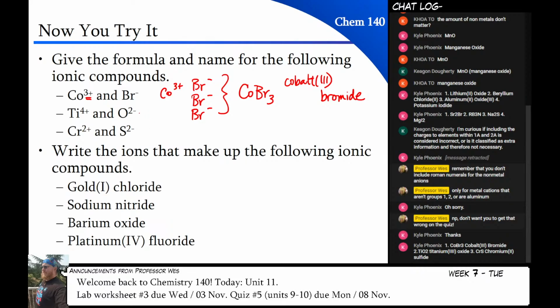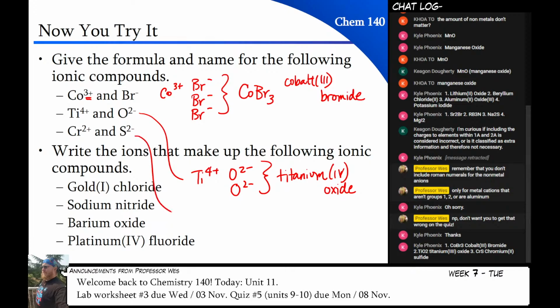And then this one right here, I need more negatives, so I gotta put these together. So the name of this would be titanium. And then what's its charge? Well, it's 4. And then oxide. Just dropping the names in the box. Easy as that.